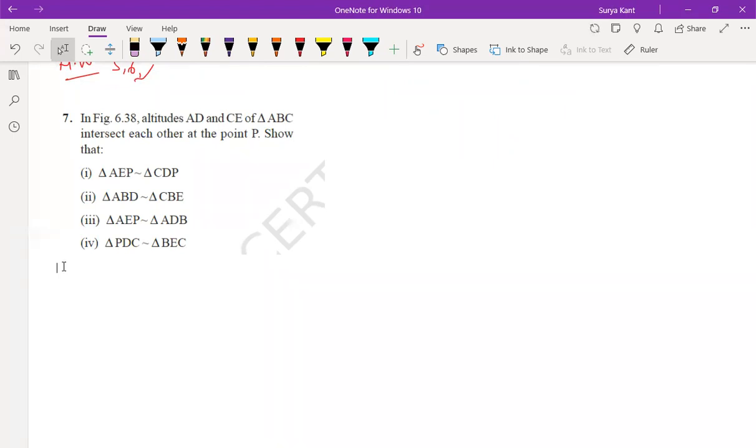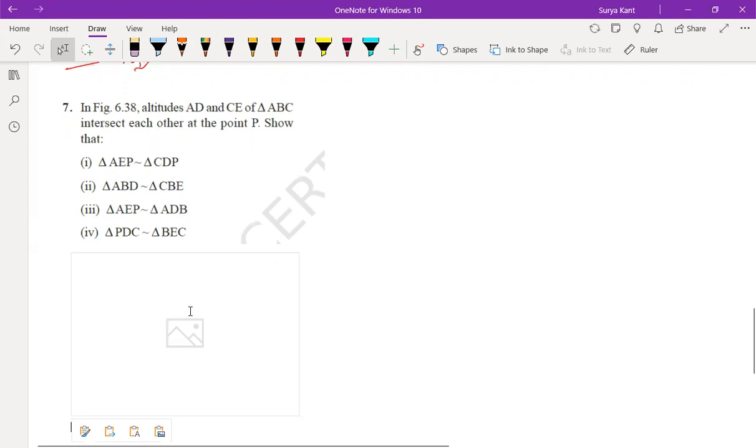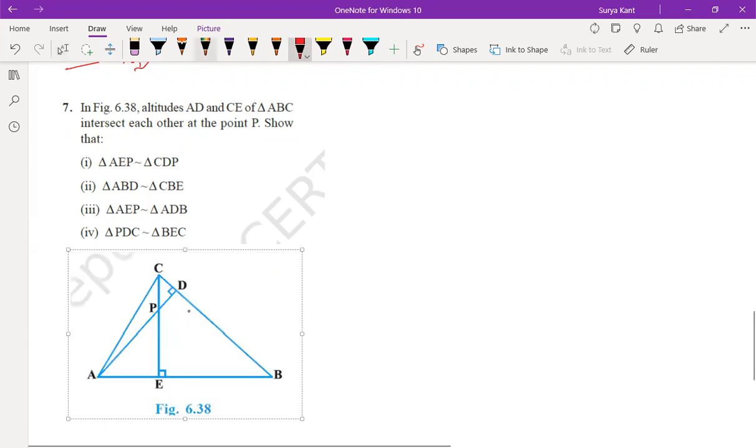In figure 6.38, altitudes AD and CE of triangle ABC intersect each other at point P. Show that triangle AEP is similar to triangle CDP. You have to prove this first. AEP, how does it look?